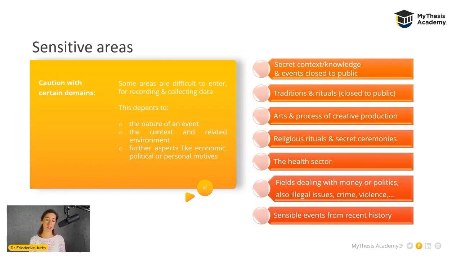So this is a kind of overview of the related sensitive areas. Sure, there are more, and I want to show you some examples from my own fieldwork to make you a little bit sensitive for this issue. But here you already have an idea of what can be difficult and what has to be treated with caution.